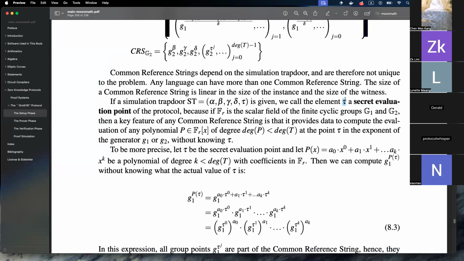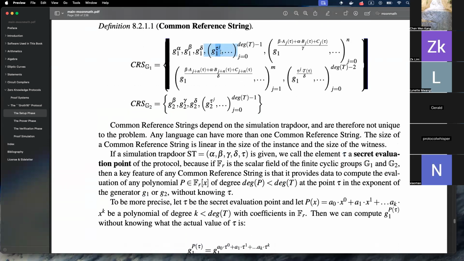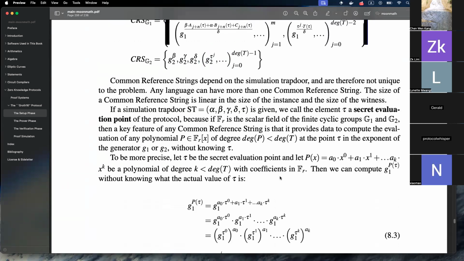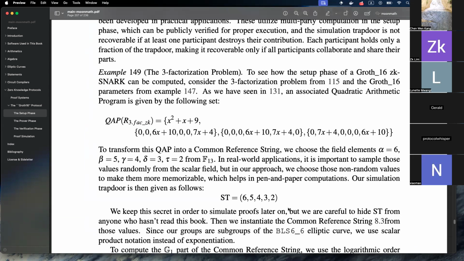Here we also call tau a secret evaluation point. Tau essentially allows you to compute and evaluate any polynomial at the point tau without knowing tau itself. That's why we call this entire thing the powers of tau. We use this term quite often.